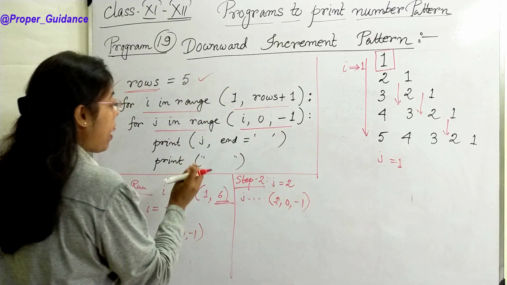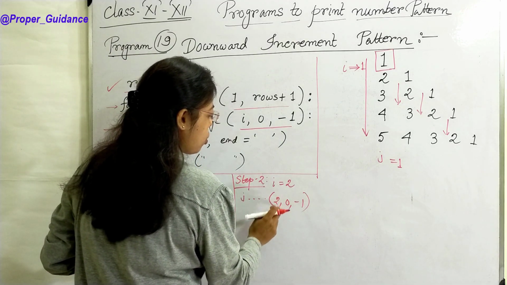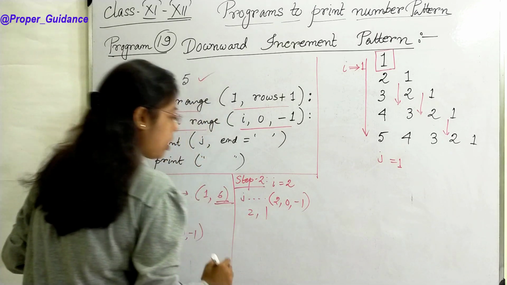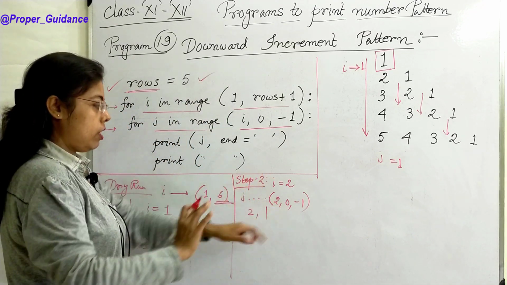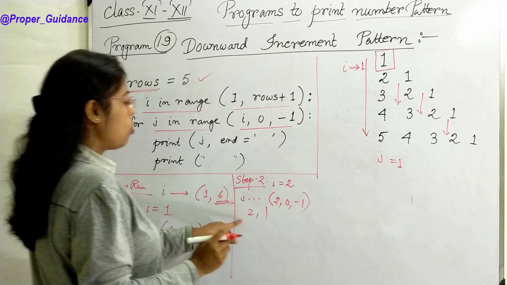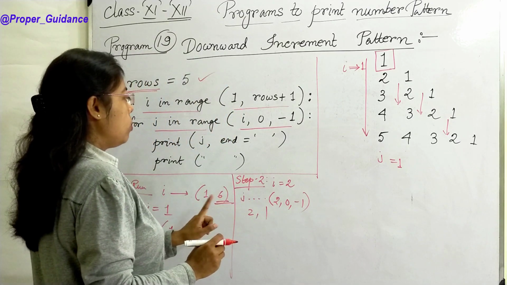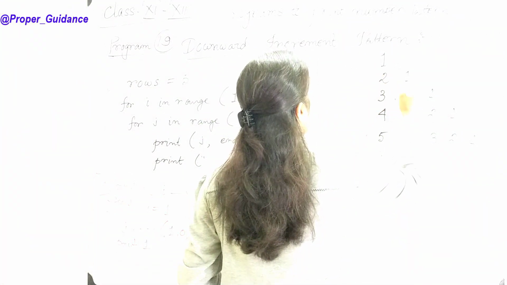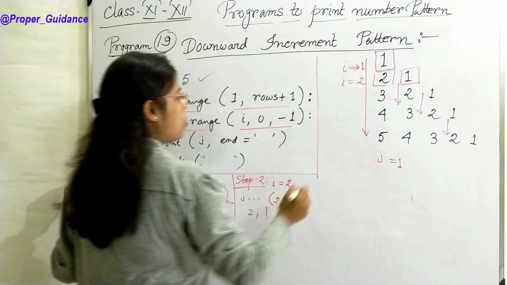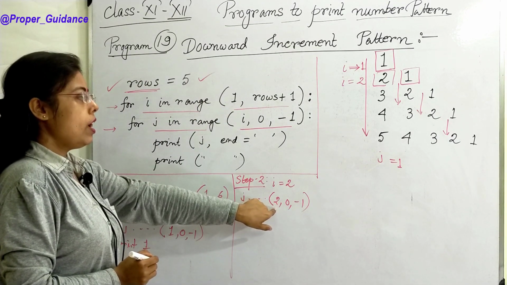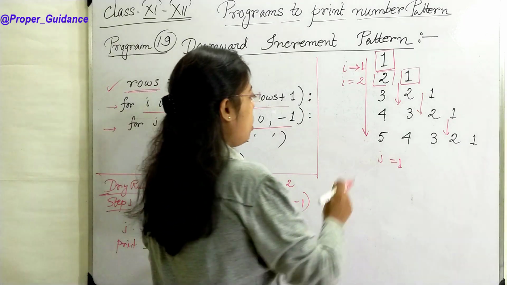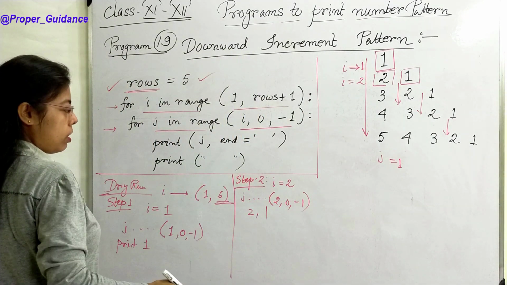Here the range of j is 2 to 0, and the value of j will be 2 and 1, because the last term will be excluded, right? So what will this print? It will print 2 and 1. These values are taken when i is equal to 2, because j goes from 2 to 0. We get the values 2 and 1.